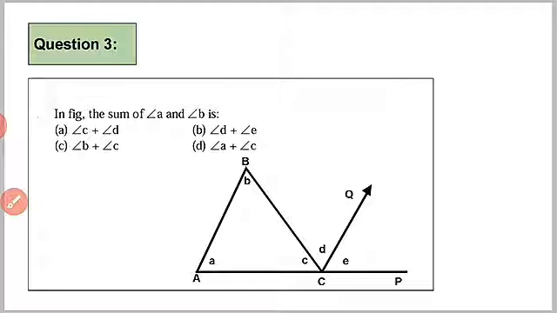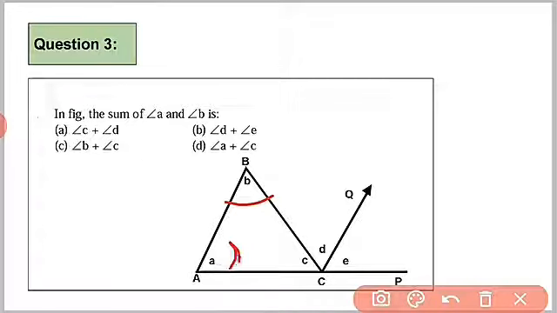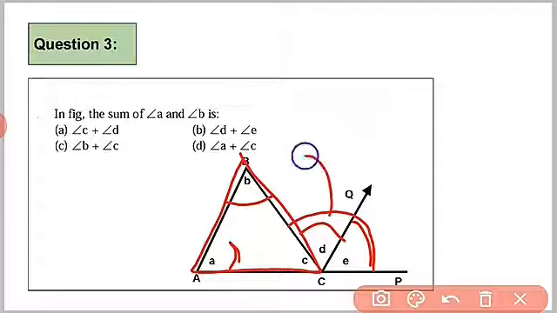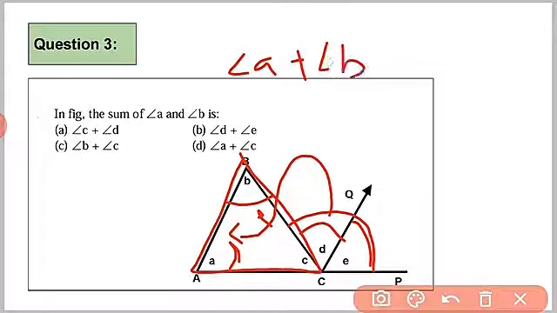let's take question number 3. In this, we have been given angle A and angle B, and it is asked what the sum of angle A and angle B is equal to. Yes, it will be equal to the sum of angle D and angle E, as this angle is an exterior angle for the triangle ABC. And we know, according to the theorem, the exterior angle is equal to the sum of the interior opposite angles. So angle A plus angle B will be equal to angle D plus angle E.